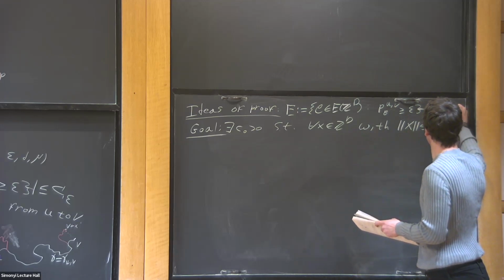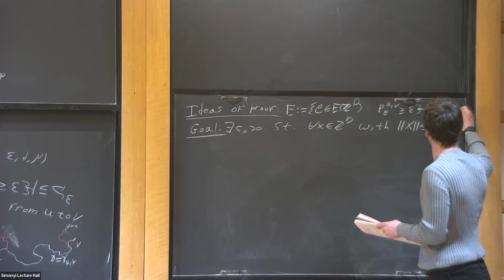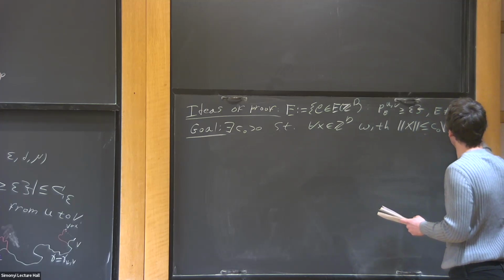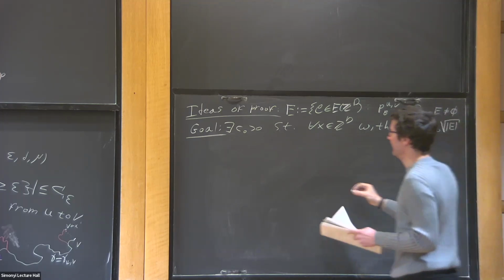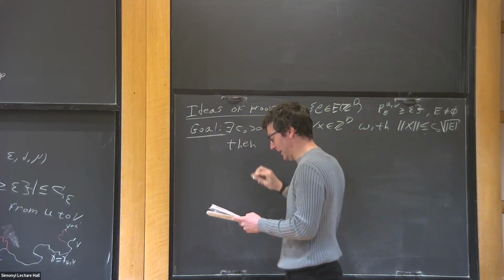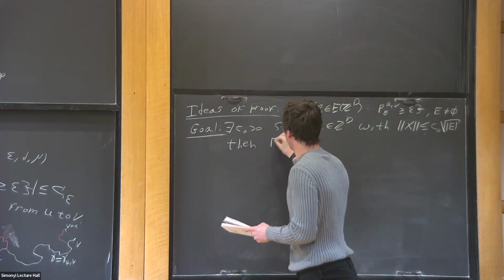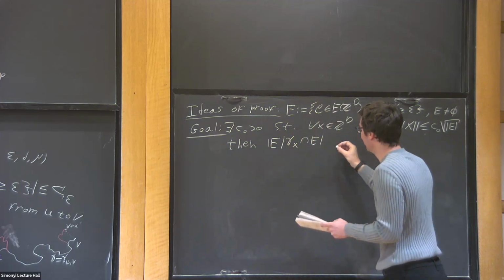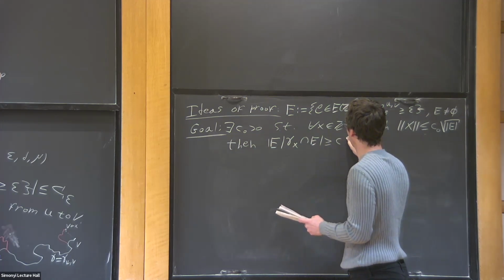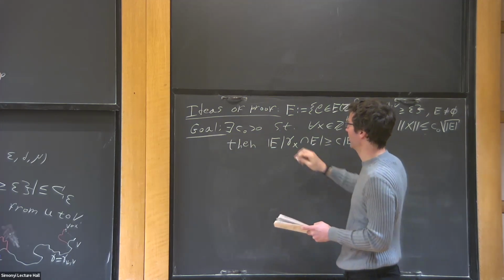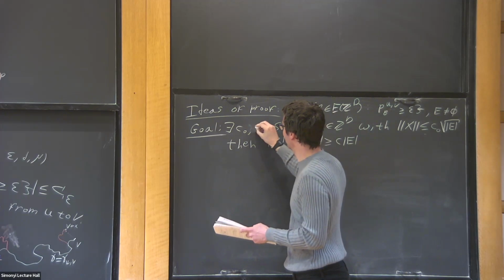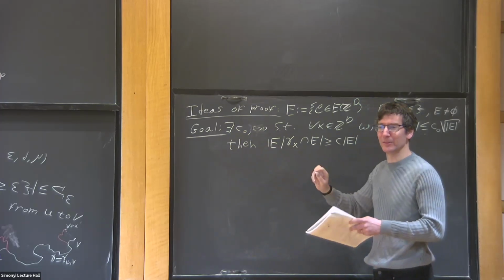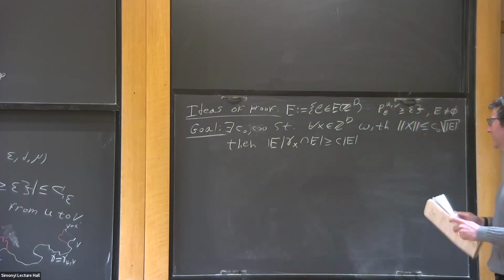I may as well assume that E is not empty. Otherwise, there's nothing to prove. Okay, and then when the norm of X is less than the square root of the size of E, then the expectation of the intersection of gamma X and E is at least some c times the size of E. I could have added here the exists c, but little c is going to change from line to line, whereas C0 is not going to change. So that's the convention.